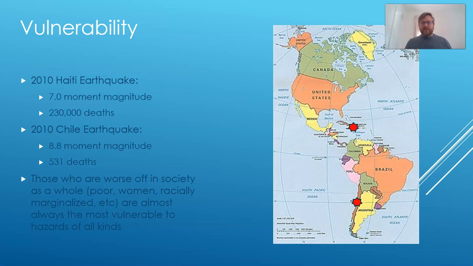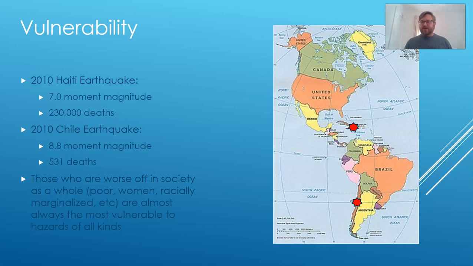Then in the country of Chile, we had an earthquake that was an 8.8 moment magnitude. So if you remember, the moment magnitude scale is logarithmic. So an 8 moment magnitude would be 10 times bigger of an earthquake, 10 times more energy released, 10 times more shaking of the earth than a 7. And then a 9 would be 100 times more energy released and 100 times more shaking than a 7. So this earthquake in Chile was almost 100 times bigger in terms of the amount of energy released, in terms of the geological dimension of the earthquake.